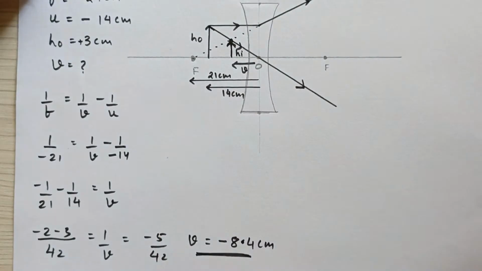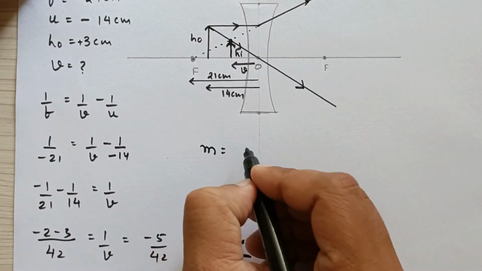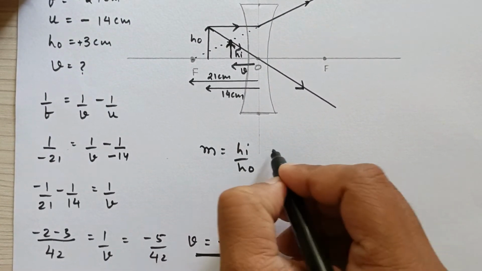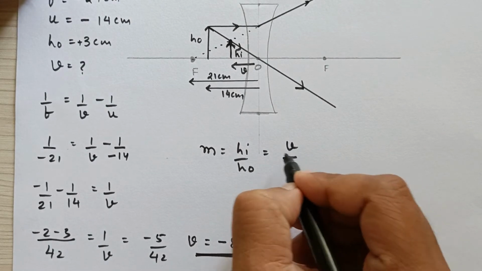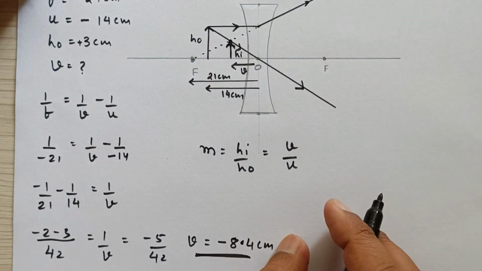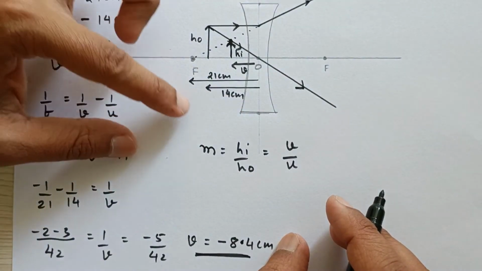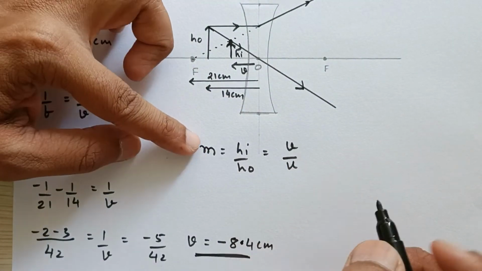So let's find the magnification, that is hi upon ho. Please remember that it is equal to v by u, it is not minus v by u. That is in case of the mirror. These are lenses, so it is plus v by u.